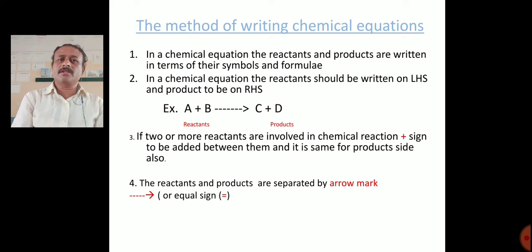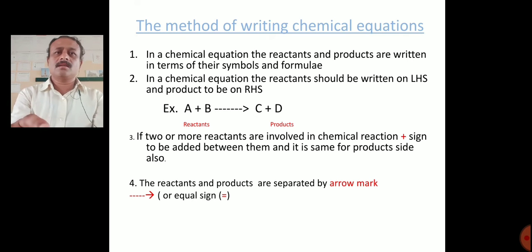And the next point, the fourth one: the reactants and products in a chemical equation are separated by an arrow mark. See, this is important. Instead of an arrow mark, sometimes we use an equal sign also, but very commonly we use the arrow mark. Almost all textbooks use it, but it is an option that we can use the equal sign also to separate the reactants and the products, right?